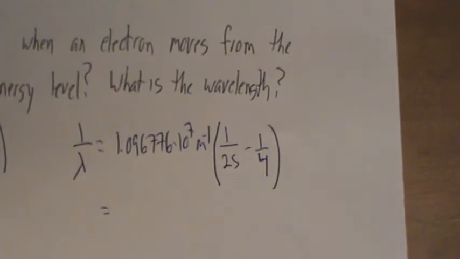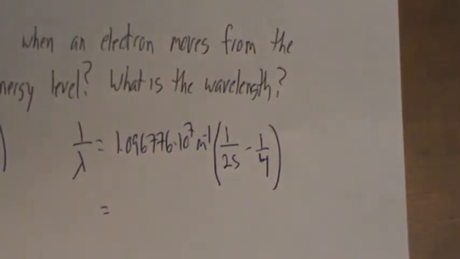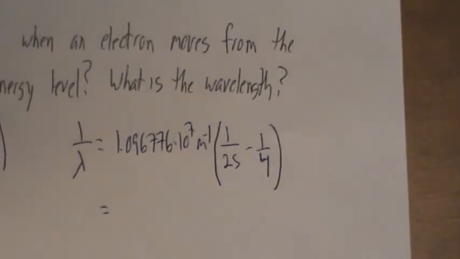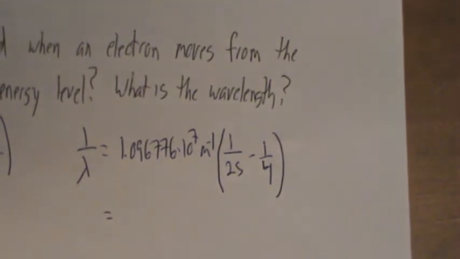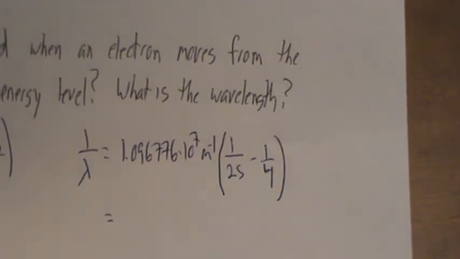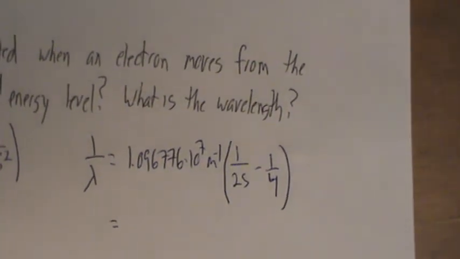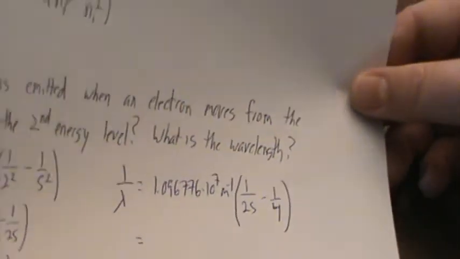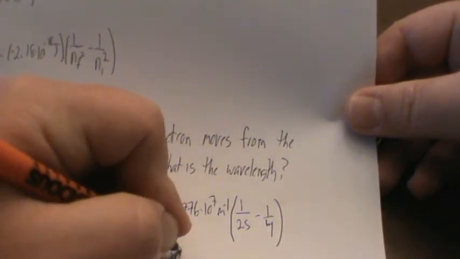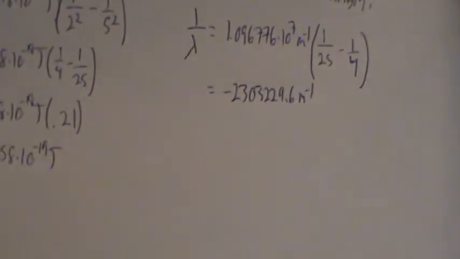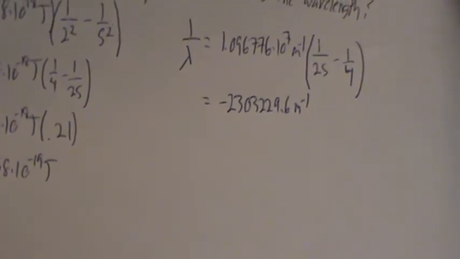So let's put this in our calculator. 1.096776 times 10 to the 7th times 1/25 minus 1/4. I'm coming up with negative 230,229.6 per meter.